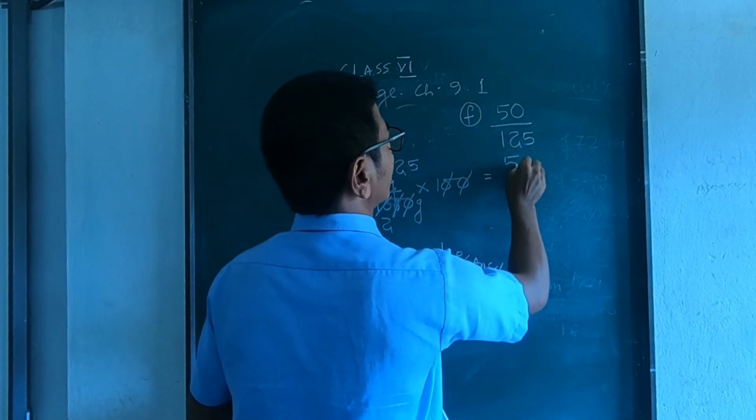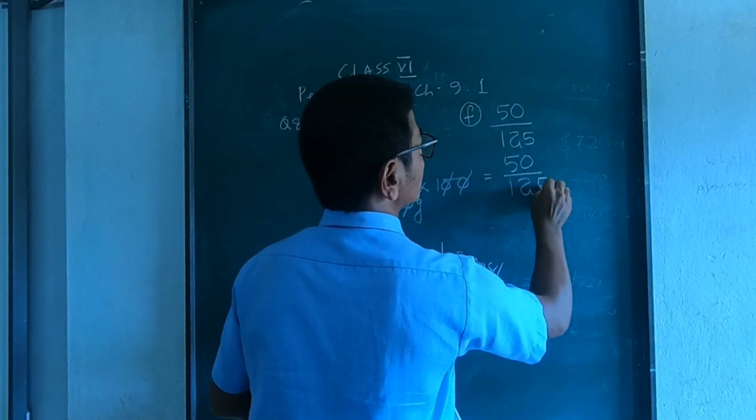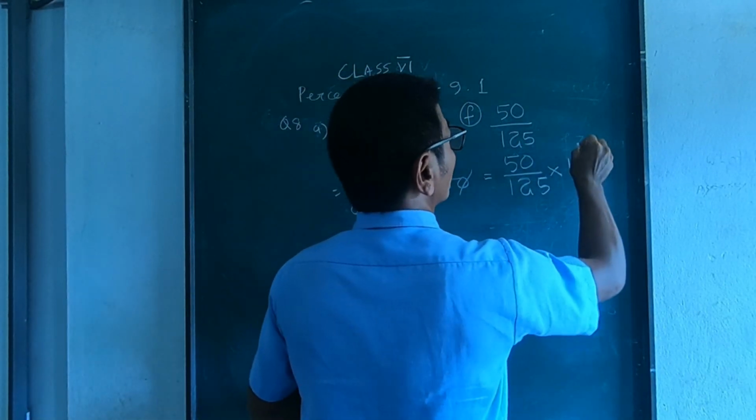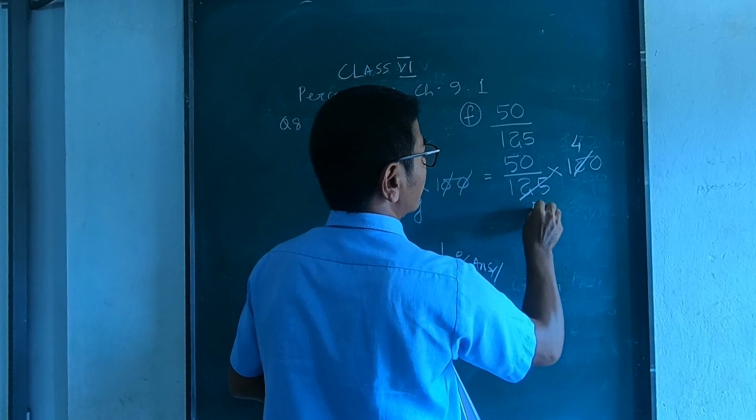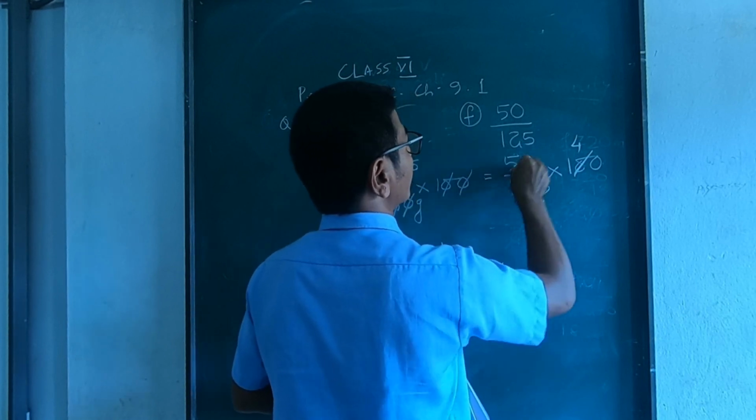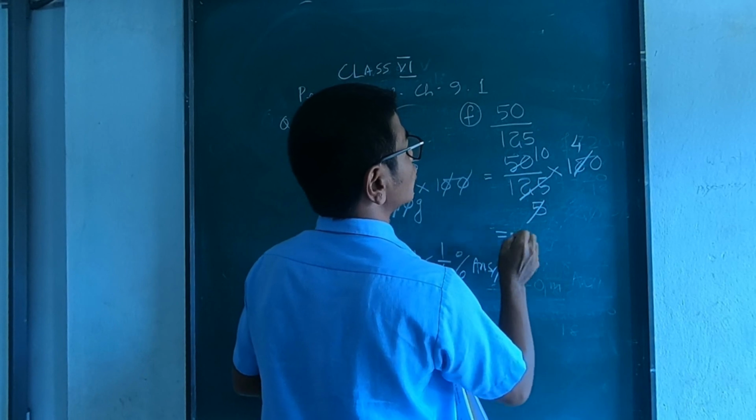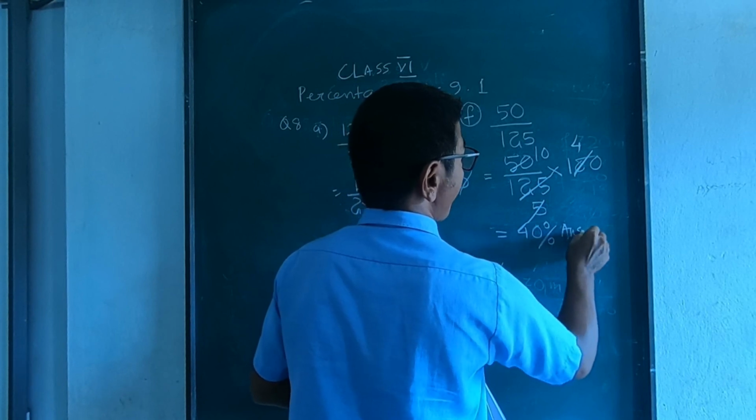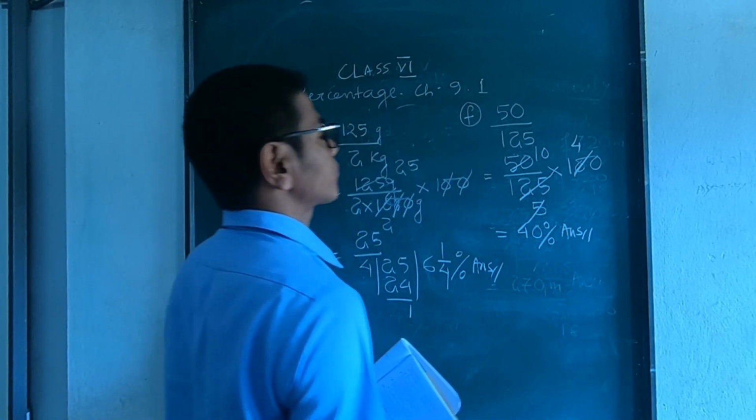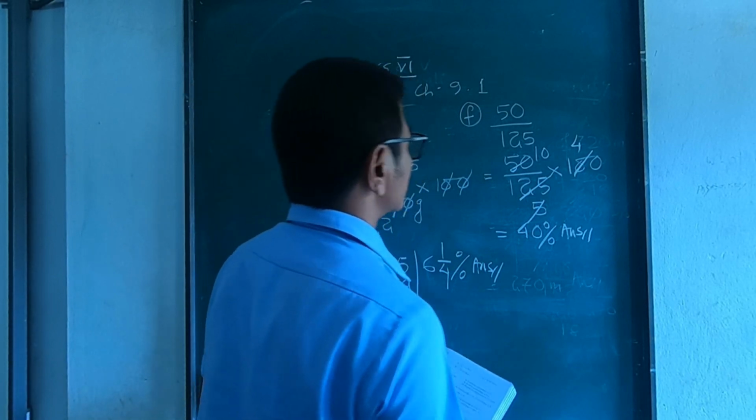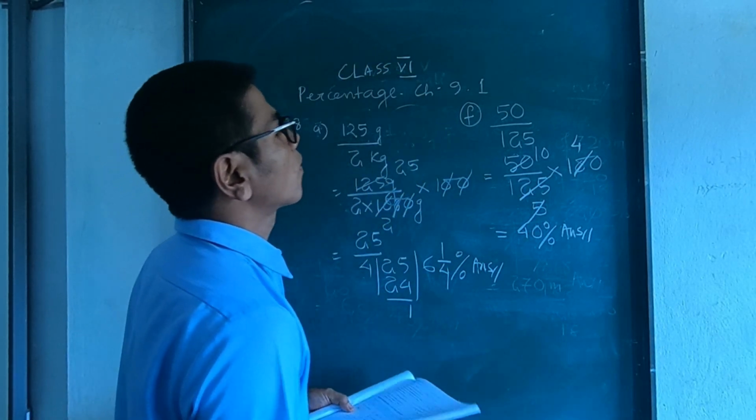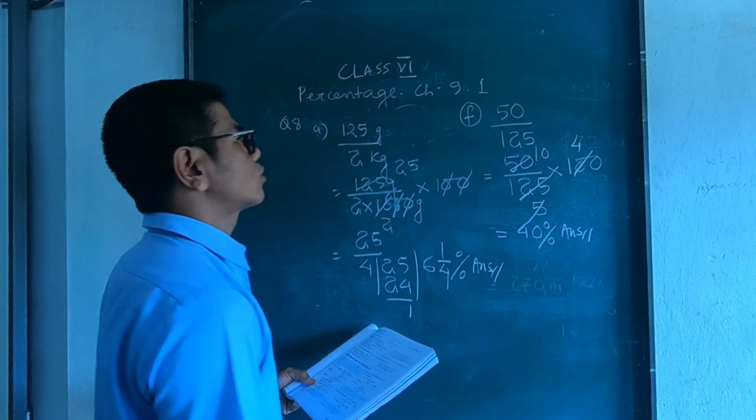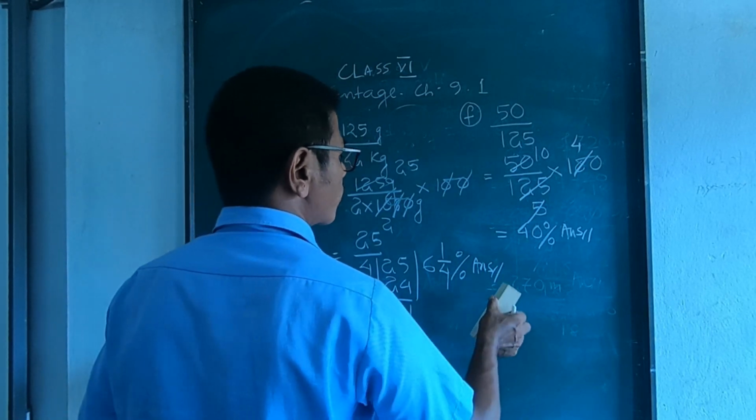Now, when I make it a percentage, I will multiply with 100. 25 4s are 100, 25 5s are 125, 5 2s are 10, equals 40%. Please check. That is your required answer. So, we have finished question F. You must do the rest at home for your own practice.